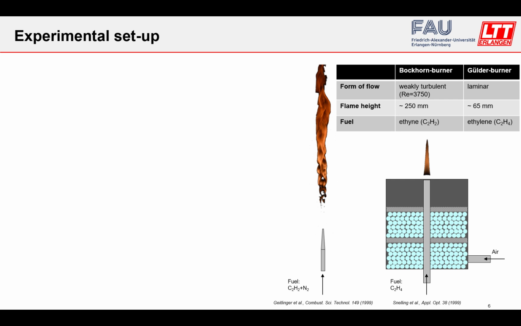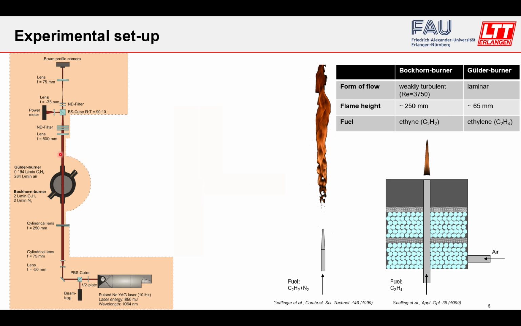The first one is a laminar burner, the well-known Gülder burner, which we mainly use only for calibration and verification purposes. The second one is a weakly turbulent burner, which produces a flame with a flame height of approximately 250 millimeters. Both burners are centered here in our setup so we can exchange them. And here you also see the second part of our setup, which is the beam forming and evaluation.